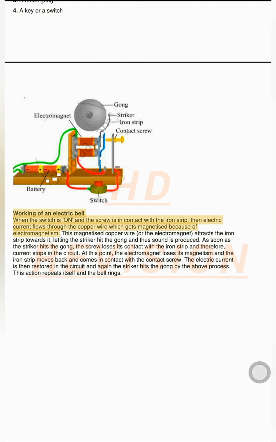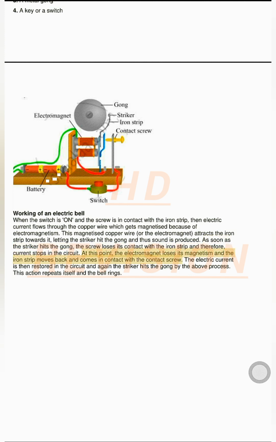Working of an electric bell. When the switch is on, and the screw is in contact with the iron strip, then electric current flows through the copper wire, which gets magnetized because of electromagnetism. This magnetized copper wire, or the electromagnet, attracts the iron strip towards it, letting the striker hit the gong, and thus sound is produced. As soon as the striker hits the gong, the screw loses its contact with the iron strip and therefore, current stops in the circuit.